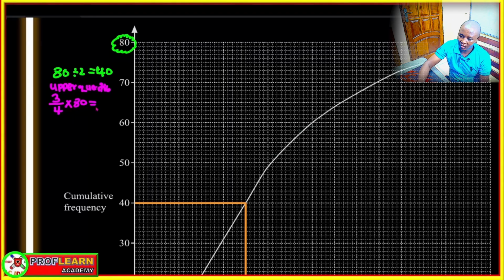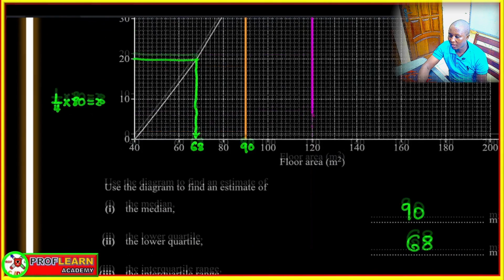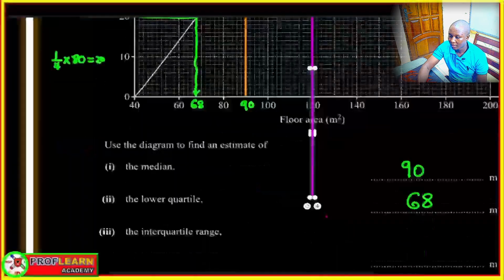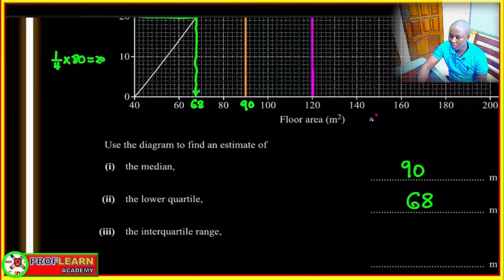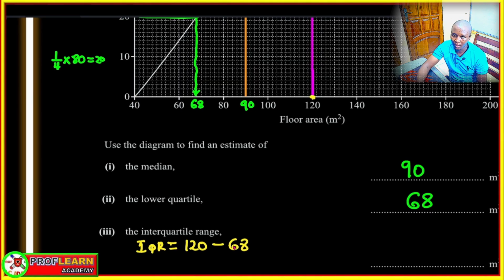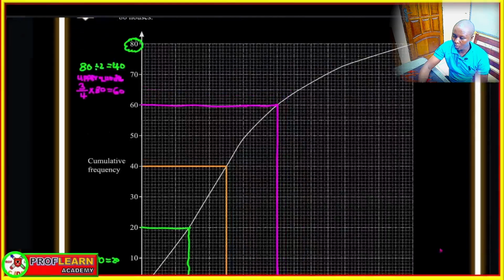Not 65, but 60 rather. This is going to be 60. Then we shall go ahead and draw a line from here, meet the graph, and then go down here and read it somewhere there, so that we can say it's 120. You can see there the upper quartile is 120, and then we can say interquartile range is 120 minus 68 because it's the upper quartile minus the lower quartile. Once you have done that, you're going to get your answer being equivalent to 52, as shown there.